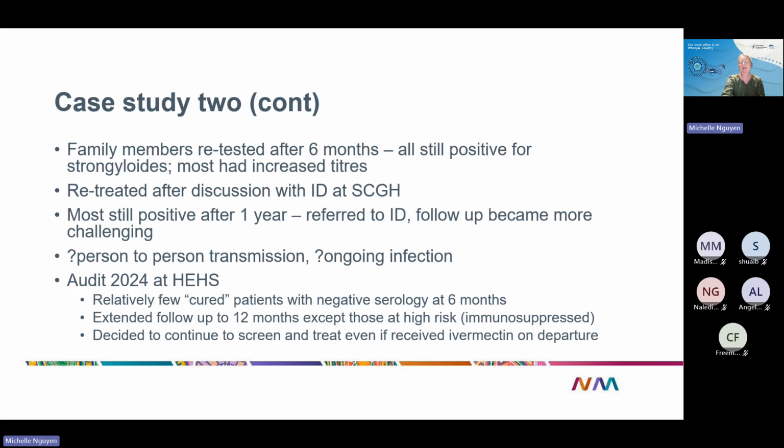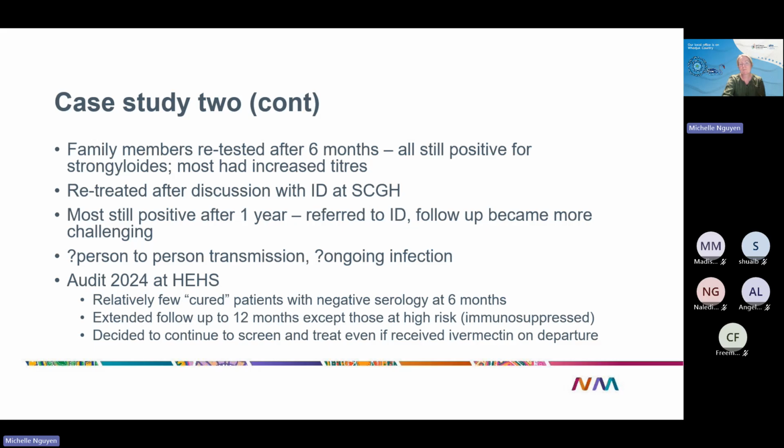So we routinely, at that point, retested people after 6 months with serology to see if it had reverted to negative. For this family, they were all still positive for strongyloides at 6 months, and concerningly, most actually had increased titers of strongyloides on the blood test. So after discussing with infectious diseases, we decided to retreat at that point. Usually we would wait another 6 months before doing that. We decided, because there was this concern about the child not having been successfully treated, we would treat everybody again.